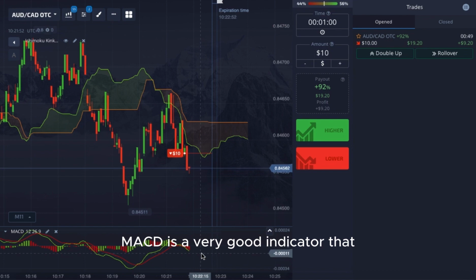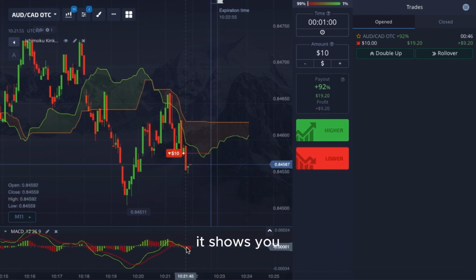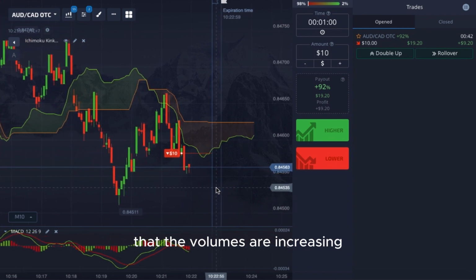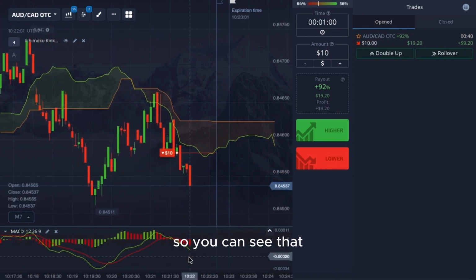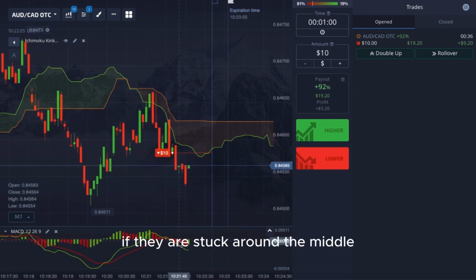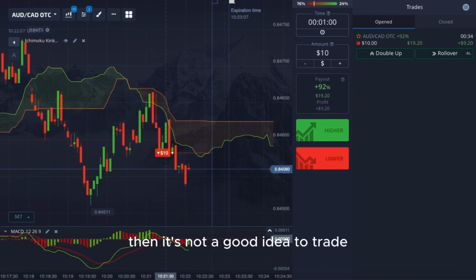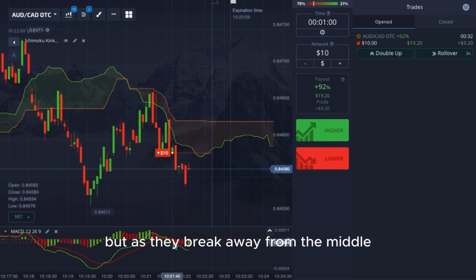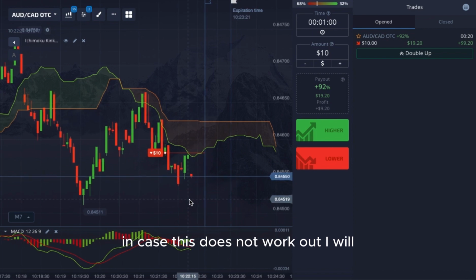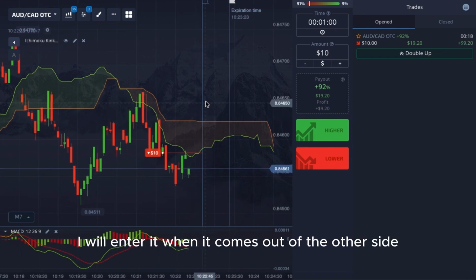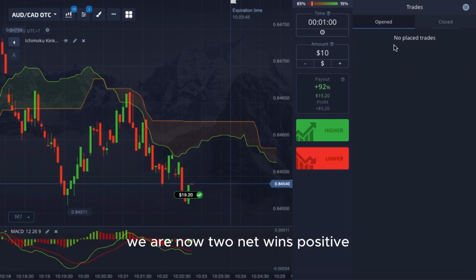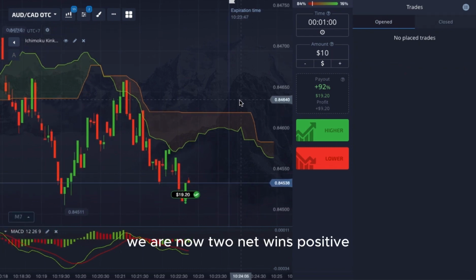Why do we keep the MACD? MACD is a very good indicator that shows you that the volumes are increasing. So you can see that when the candles are longer than the previous one. If they are stuck around the middle, then it's not a good idea to trade. But as they break away from the middle, it is good to trade. In case this does not work out, I will enter it when it comes out of the other side. It works out. 19. Okay, 3 minutes in, we are now 2 net wins positive.